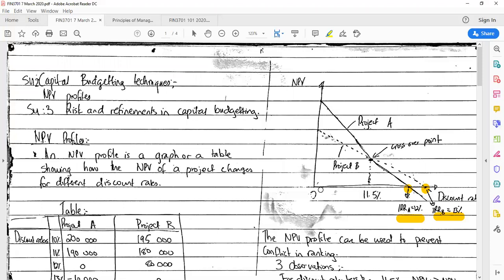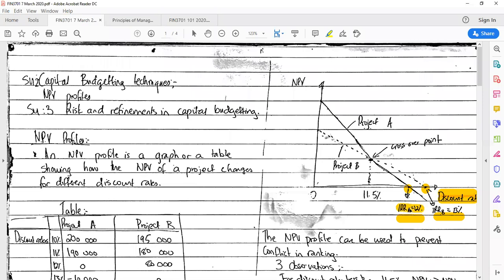So you can notice that graph B crosses the x-axis at this point, and graph A, project A, crosses at this point, and project B crosses at this point. So the internal rate of return for project B is 13%. That's where our NPV is 0. That's the discount rate that gives us an NPV of 0 for project B.